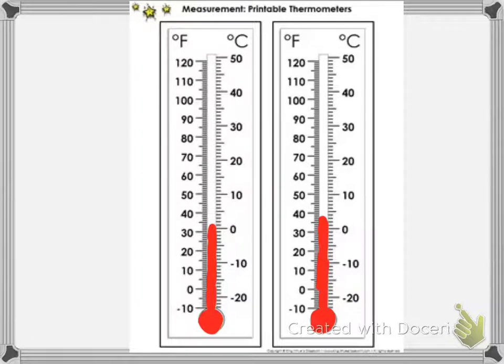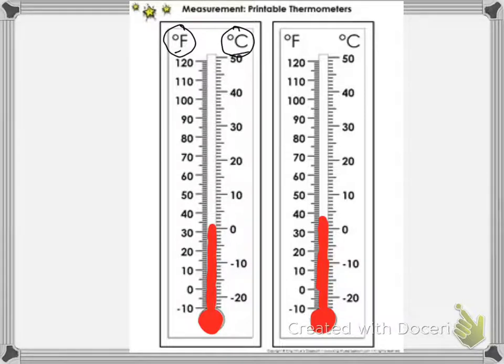If you look on this thermometer, we have two sides. There's a side with a capital F and a side with a capital C. The side with the capital F tells us the temperature in degrees Fahrenheit. This is the side that most people in our country use when they tell someone the temperature. This side is called the Fahrenheit scale.